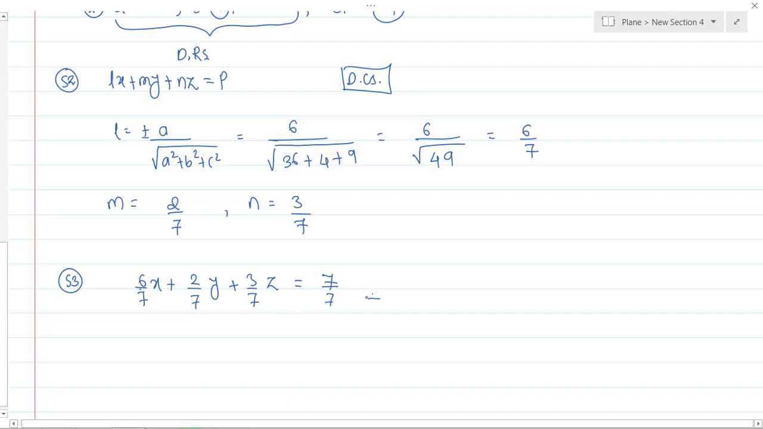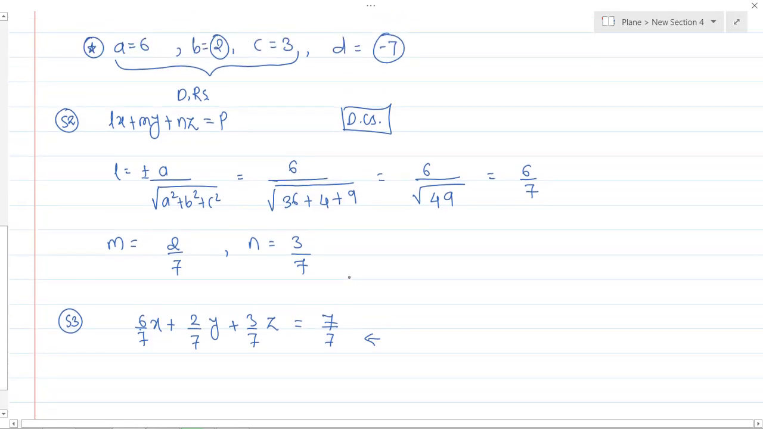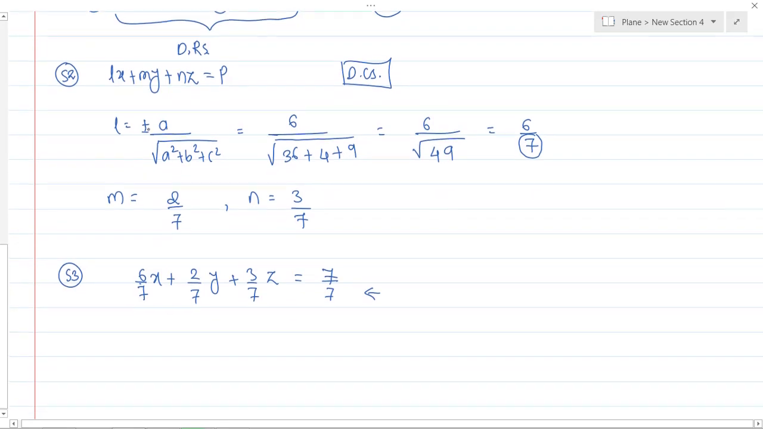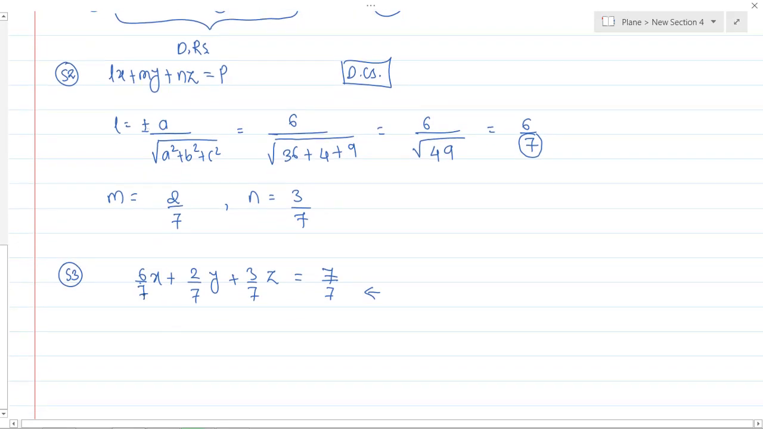Now your question is, sir, why do we divide by 7 here? Look here, to get the equation into this Lx plus My plus Nz form, what we have to do is divide by its magnitude. So only dividing on the left hand side is not sufficient, we have to divide on the right hand side also. So divide the whole equation by 7, then only you will get that. That's why we can do this division. So 7 by 7 is nothing but 1.